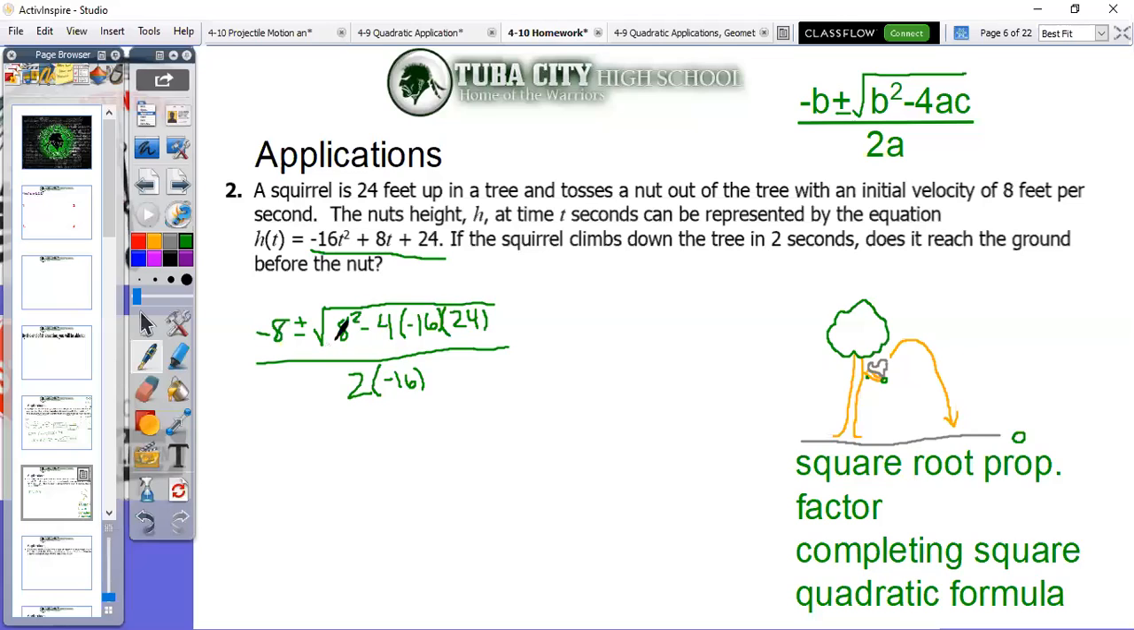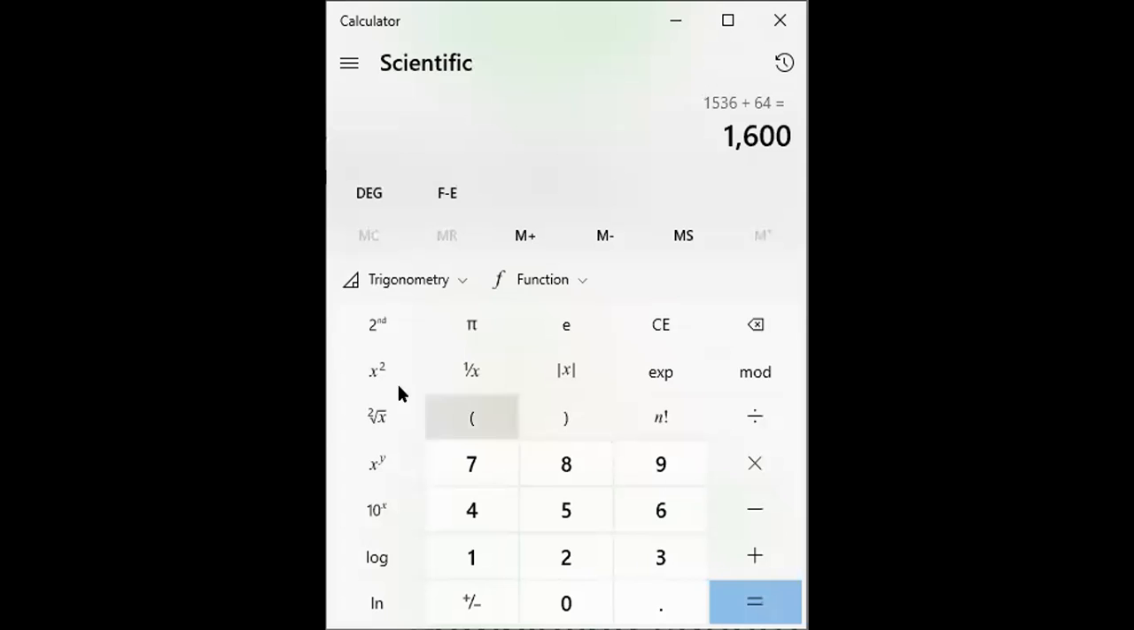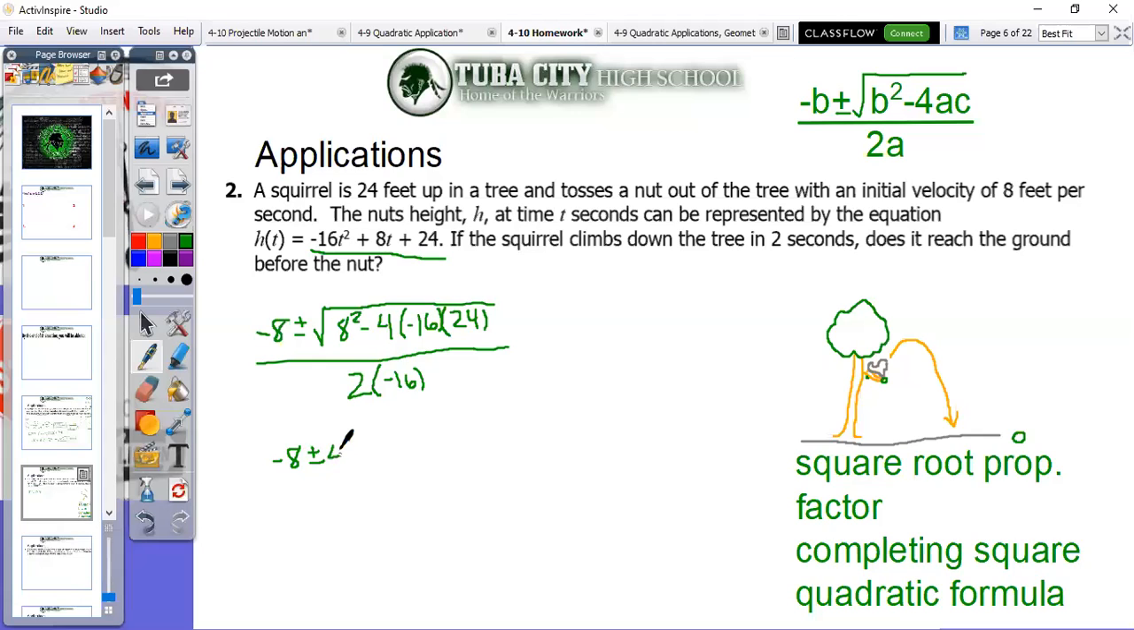So all this under here, 64 plus that 1,500 number. And actually, while we're at it, I'm going to go back to the calculator and take the square root of this number, which is 40. Not bad. So 40 over 2 times negative 16, so this would be negative 32.